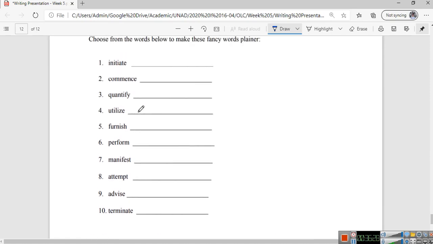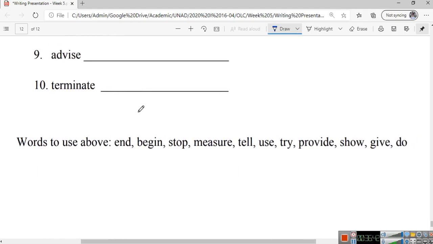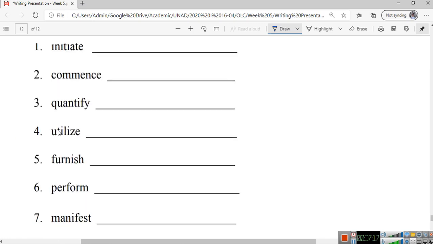Which one do you think is the answer to this one? Initiate. I don't remember the other word. Don't worry. Here it is. Initiate. I can't see. Let me see, the word use, then begin, stop, measure, then use, provide, then terminate, and the ten word is stop. Stop, very good. What about initiate?